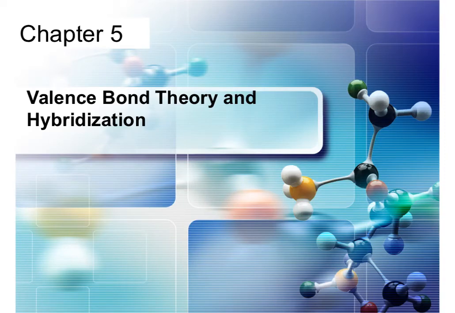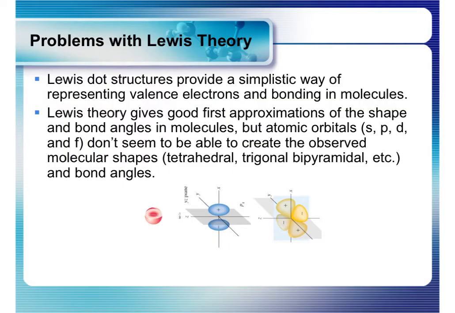This lecture finishes up Chapter 5 for us, and it goes over a theory of bonding called the valence bond theory. So far, all we've talked about is the Lewis electron dot theory of bonding, which is very handy. It allows us to see the valence electrons of all atoms involved in making bonds and how the valence electrons shift and the resultant molecular shapes and bond angles.